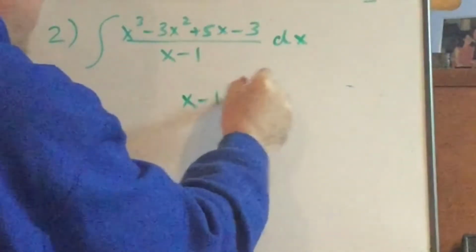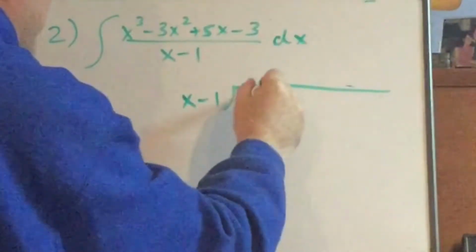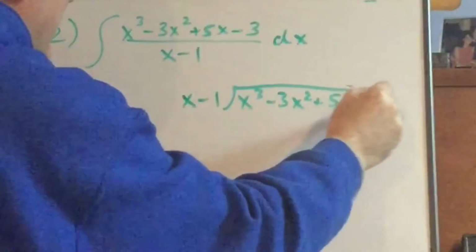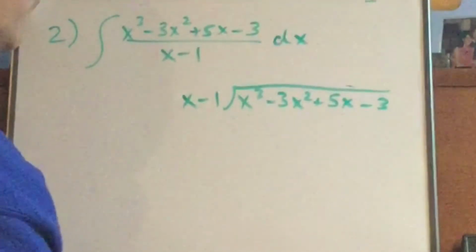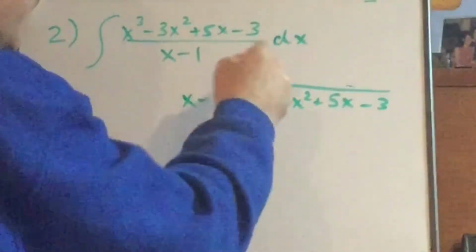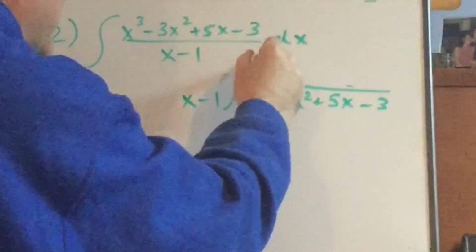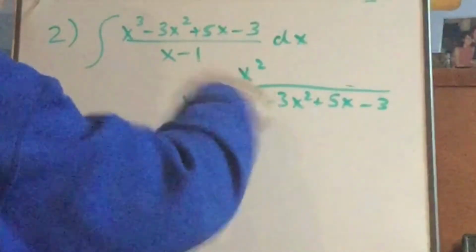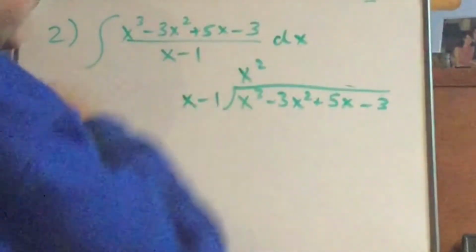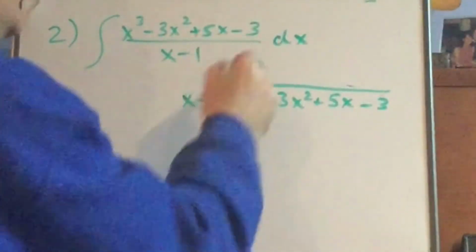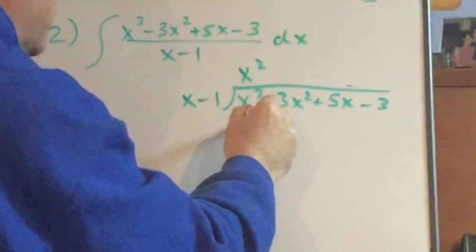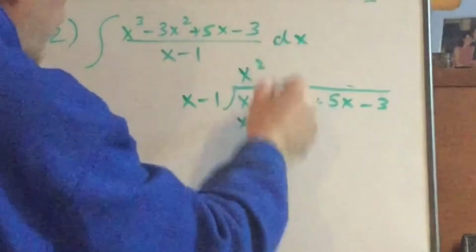x minus 1 divided into x cubed minus 3x squared plus 5x minus 3. I'm only going to look at the first terms of each one, so x goes into x cubed, x squared times. You can either divide the x out of the x cubed to get that, or just figure out what you would multiply by x to get x cubed, and that's x squared. It gets multiplied by each of the 2 terms of the binomial, so I get x cubed minus 1x squared.